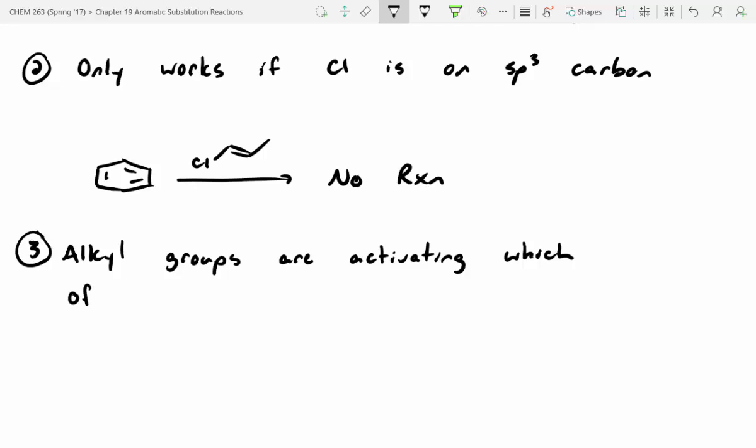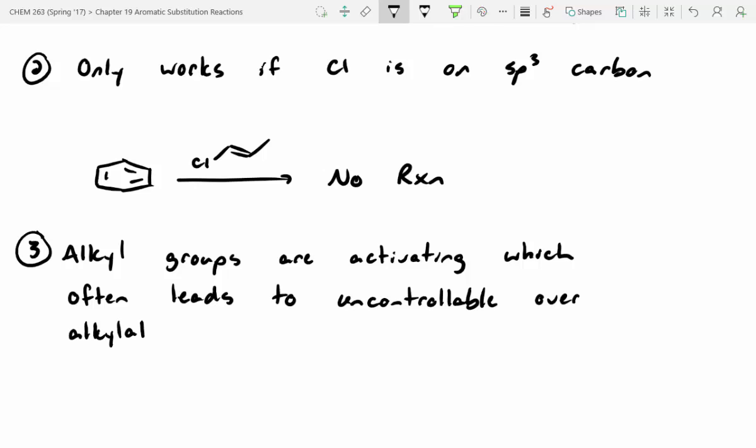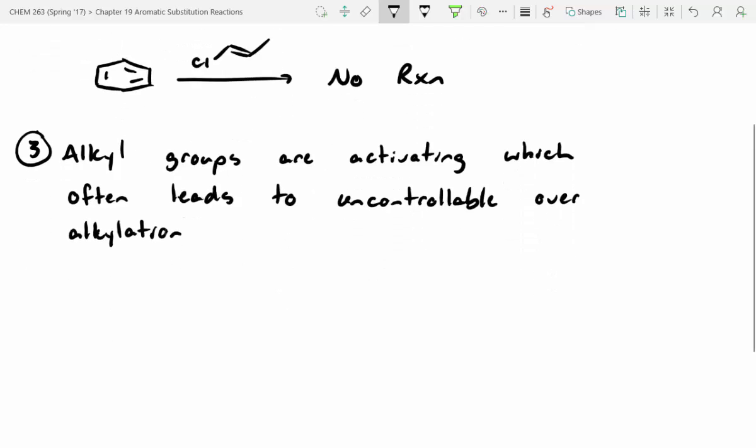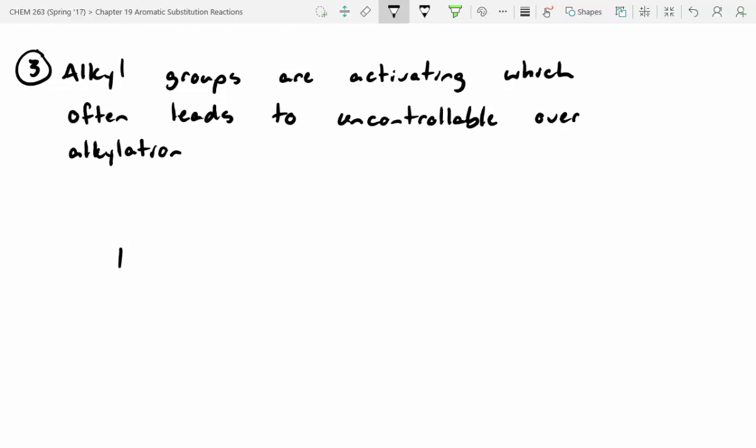which often leads to uncontrollable over-alkylation. So I'll show you guys what I mean. Let's say we've got this benzene ring, and I react this with tert-butyl chloride and aluminum trichloride.